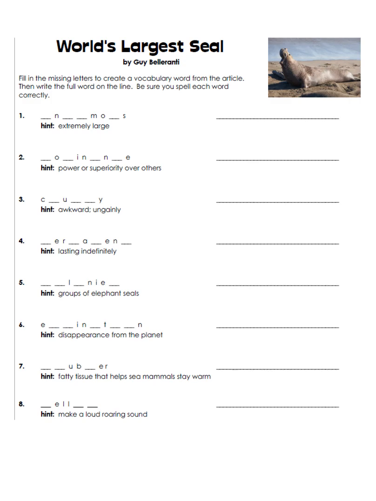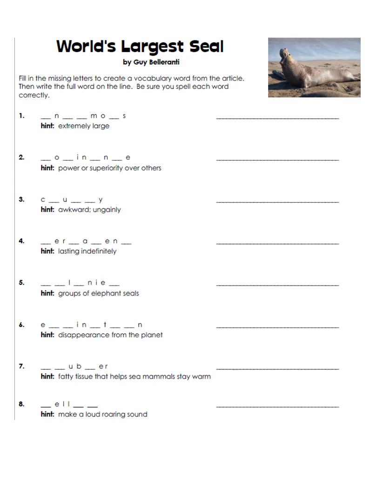Your hint is extremely large. Question number 2. Your letters are O, I, N, N, E. Your hint given, power or of superiority over others. Question number 3. Your letters are C, U, and Y, and the hint you are given, awkward, ungainly.